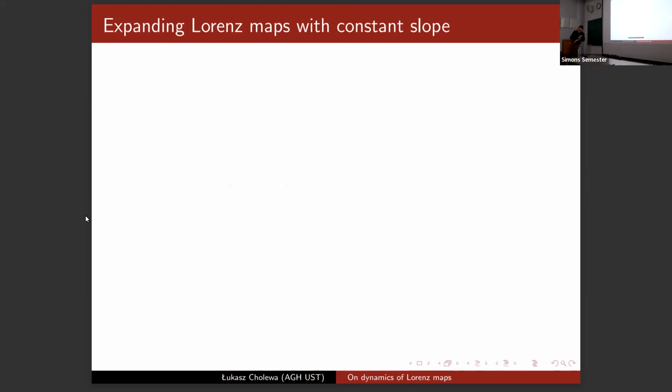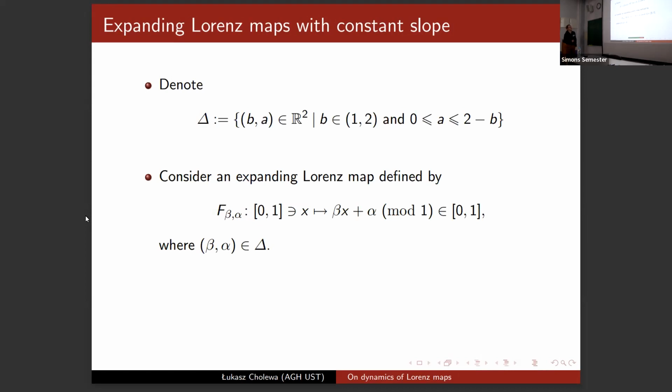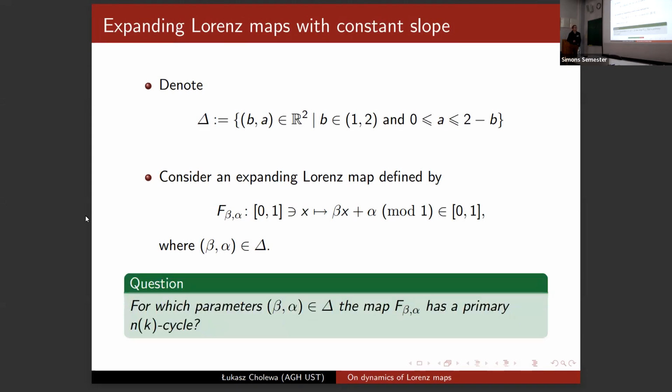So now I want to very quickly give you some idea how big is the class of expanding Lorenz maps that satisfy the assumptions of our theorem. So I will focus on expanding Lorenz maps with constant slope, so-called beta transformations. So denote by delta the set of parameters beta and alpha, okay, and consider an expanding Lorenz map with constant slope. The question is, for which parameters beta, alpha, does this beta transformation have a primary nk cycle.